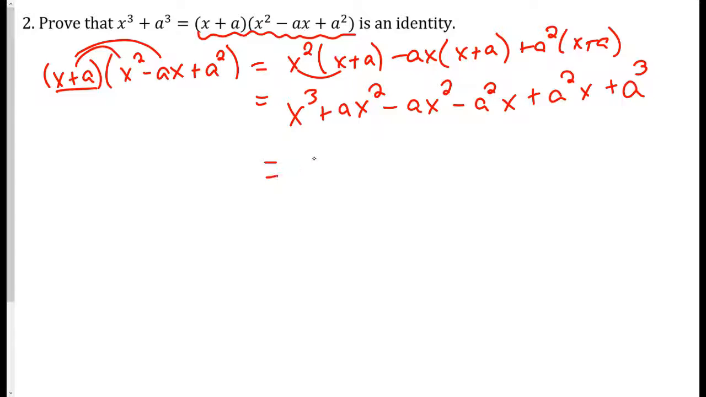Now we're going to combine like terms. Nothing else is x cubed. I have an ax squared minus ax squared. That's 0. I have a minus a squared x plus a squared x. That's 0. So we're left with x cubed plus a cubed as we desired. Again, notice how I started with one side, made it look like the other side.